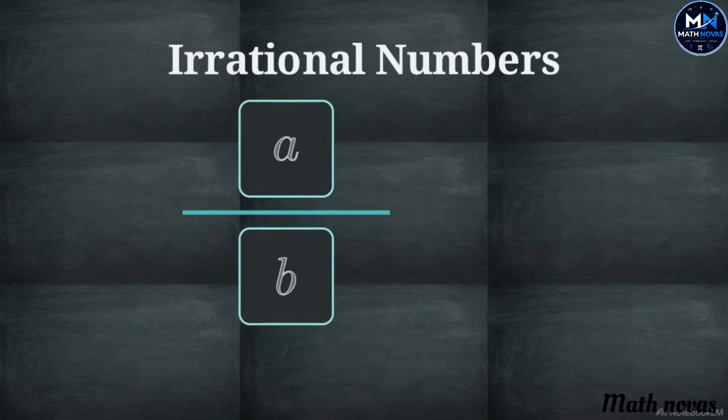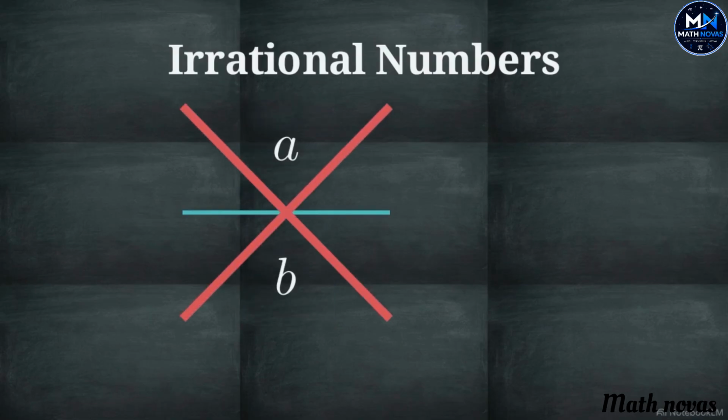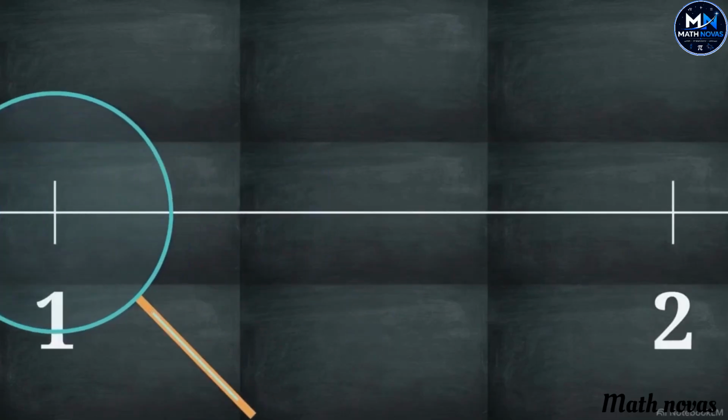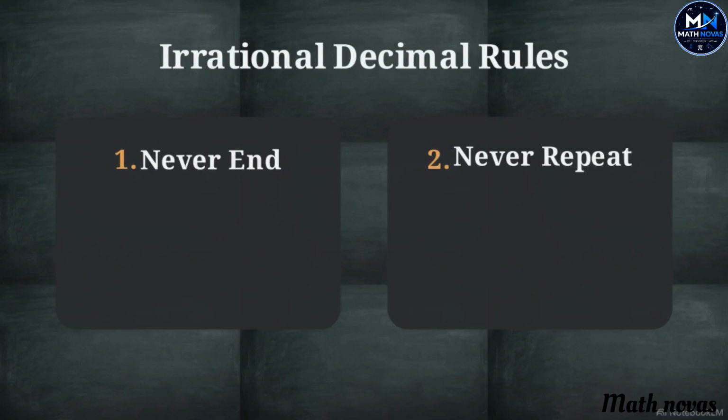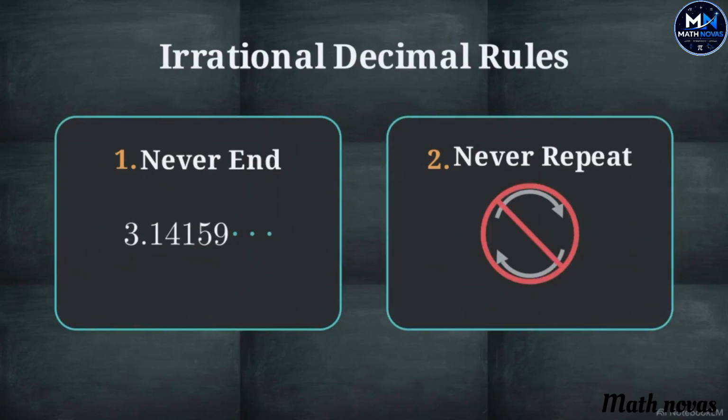This graphic shows the standard algebraic fraction, a over b. We place a large x over it because it is impossible to write an irrational number as a simple fraction where one whole number is divided by another. Instead, we identify them by looking at their decimal forms. An irrational decimal must follow two specific rules. It must never end, and it must never repeat a pattern.